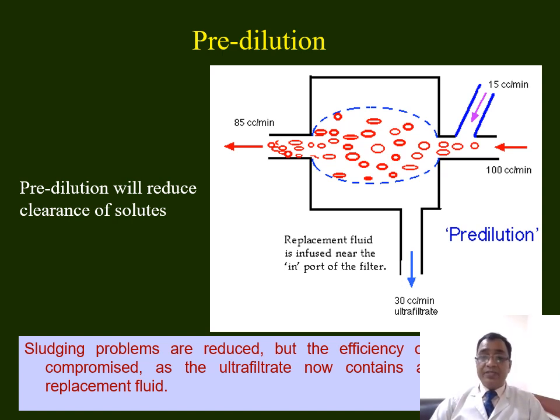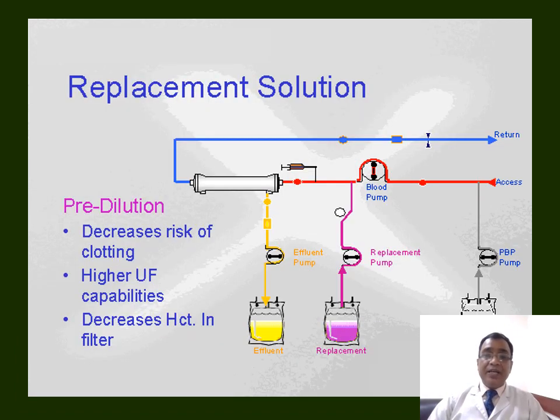If it happens before the membrane, it is known as pre-dilution, and if it happens post membrane, it is known as post-dilution. And this is the ray diagram which is showing pre-dilution. Here you can see the violet color of replacement fluid entering into the patient circulation before the membrane. Therefore, it is a pre-dilution. The advantage of pre-dilution is the decreased risk of clotting, because more fluid will be there. Definitely blood will be diluted with this replacement fluid in the membrane, and higher UF capabilities require decreased hematocrit in the filter.